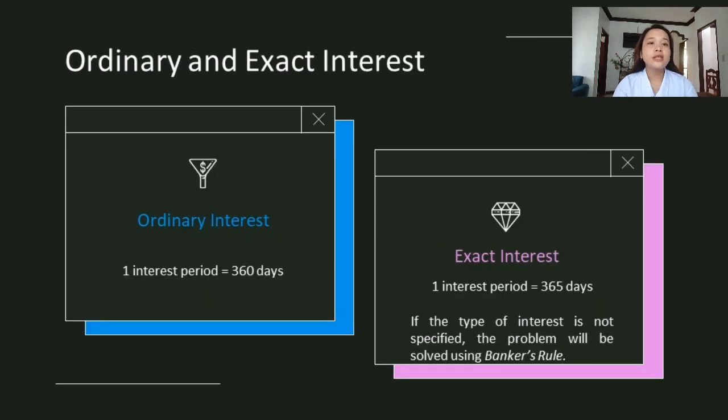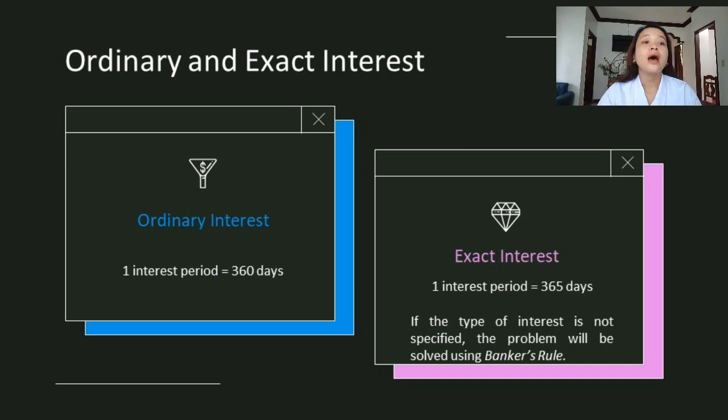Now, going to the two types of interest, which are the ordinary interest and exact interest. Ordinary interest is a type of interest wherein the number of days is computed based on 360 days in a year, while exact interest is a type of interest wherein the number of days is computed based on 365 days in a year. However, if the type of interest is not specified in the problem, then the problem will be solved using the banker's rule or the ordinary interest.